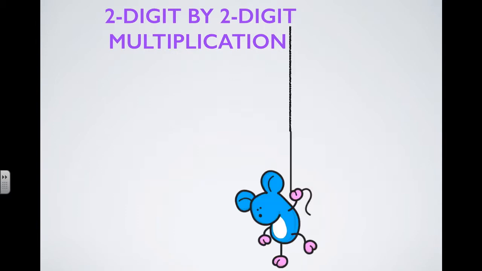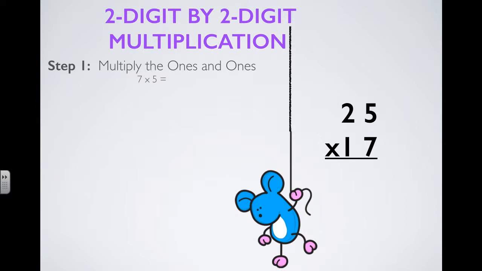Okay, we're multiplying a two-digit number by a two-digit number. So here we have the numbers 25 times 17. Both are two-digit numbers. The first step in multiplying these is to multiply the ones and the ones. In this case, the 5 and the 7 are both in the ones place. 5 and 7 multiplied together equal 35. When we multiply these, we have to put our 5 down in the ones place still and carry our 3.